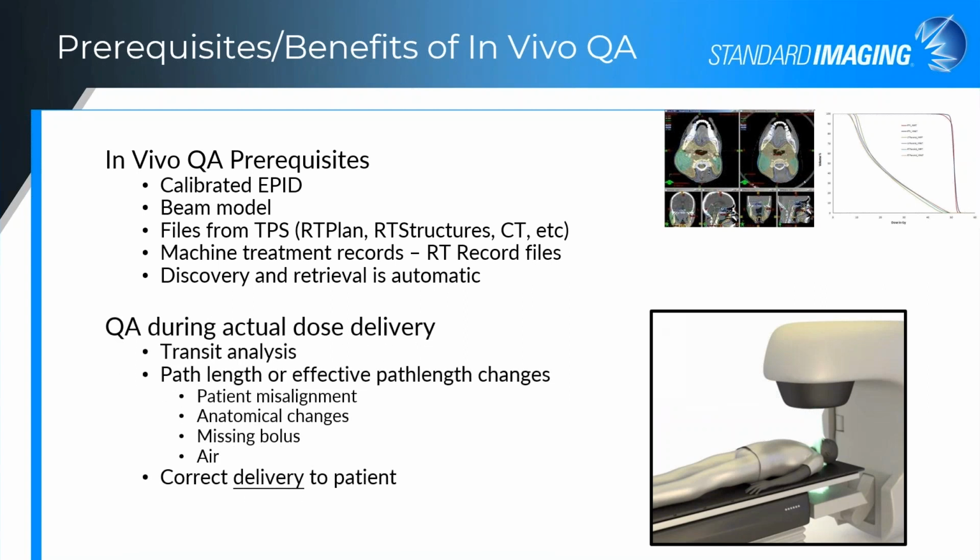So then this is a QA during the actual dose delivery. So again, that transit analysis, and the things that it's going to detect are essentially things that would affect the path length or effective path length. And we'll talk about this a little bit further in a few of the slides that remain. So some of the things that you'd be looking for: patient misalignment, anatomical changes, missing bolus, or if somebody put bolus on that shouldn't be there, or air cavities where you don't expect the air to be, like a rectum full of air. In vivo will definitely potentially detect that. And then this helps ensure the correct delivery to the patient.